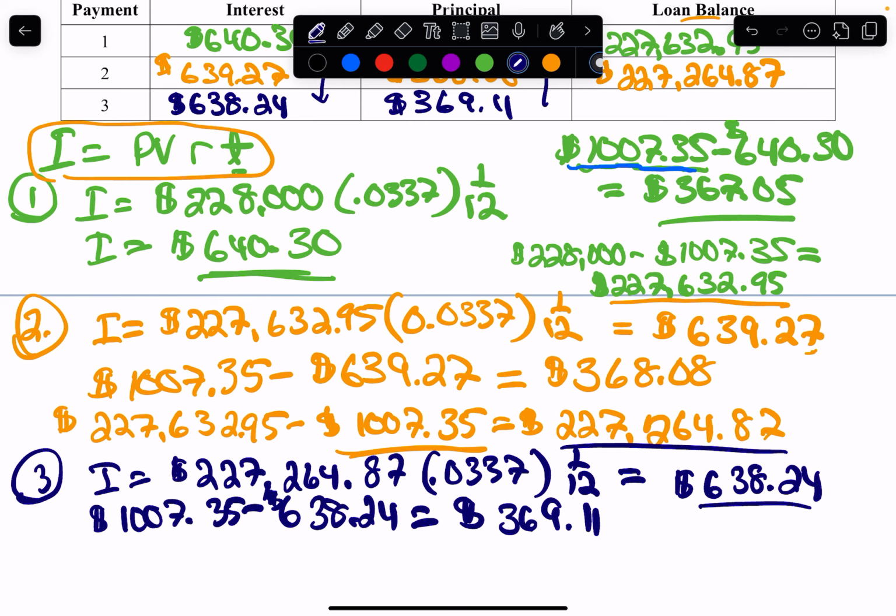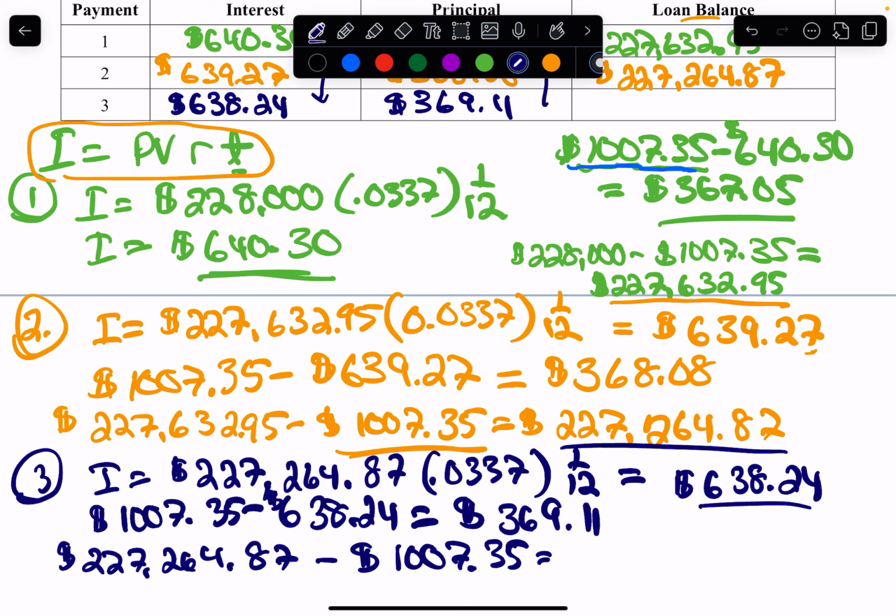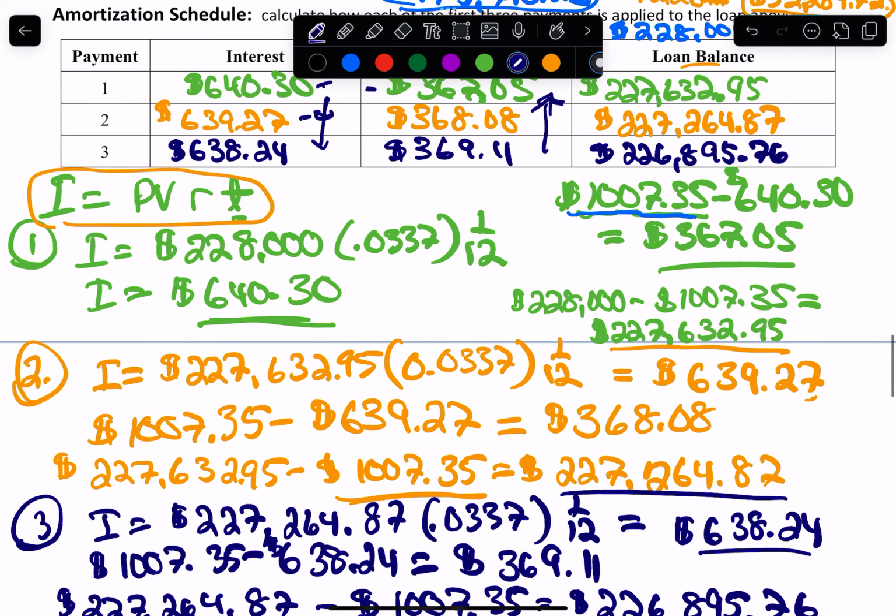And then we're going to calculate the loan balance. Again, $227,264.87 and subtract the monthly payment, $1,007.35, from it. We get $226,895.76. So that goes over here. And we can see, obviously, because we're paying it off every month, it's going down, it's decreasing.